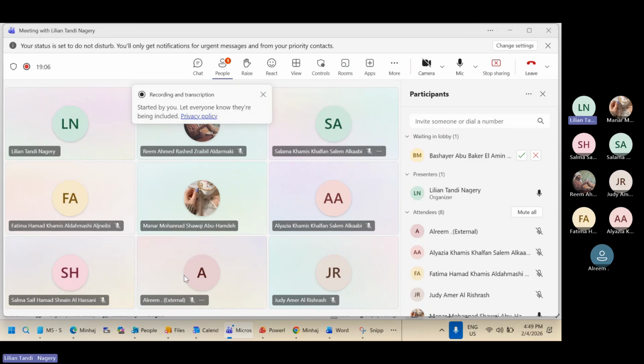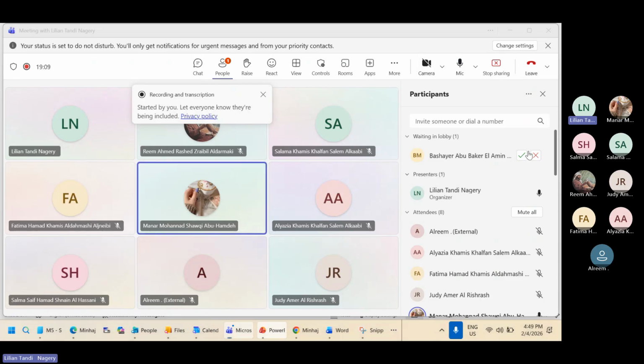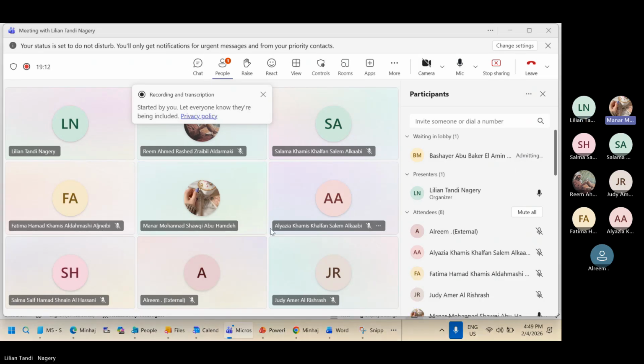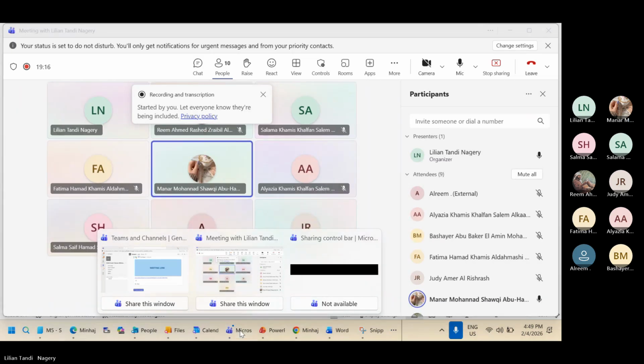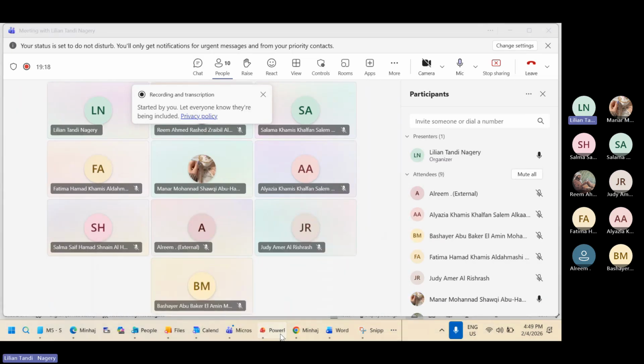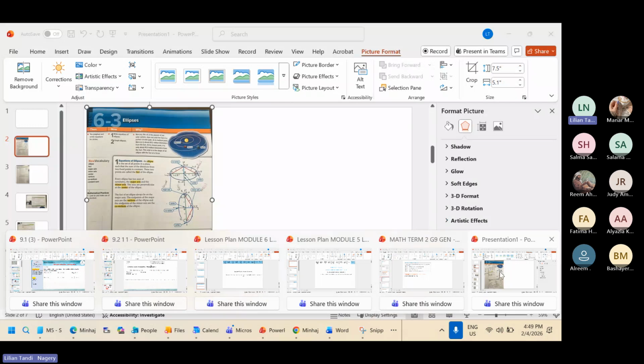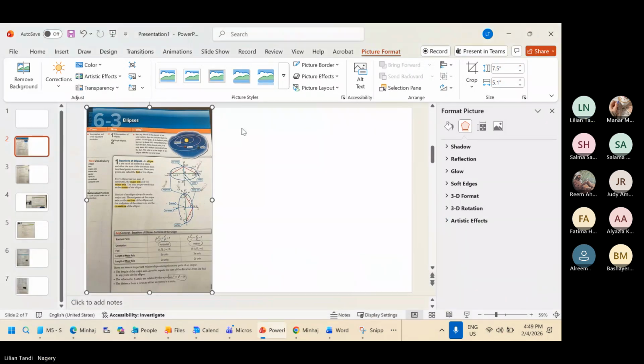All right. We start. Bashayr. Say Bashayr. See, she's always leaving and coming back. She said the sound is not clear, so she leaves and comes back. Okay. All right. We start, girls. We try and do as many as we can.